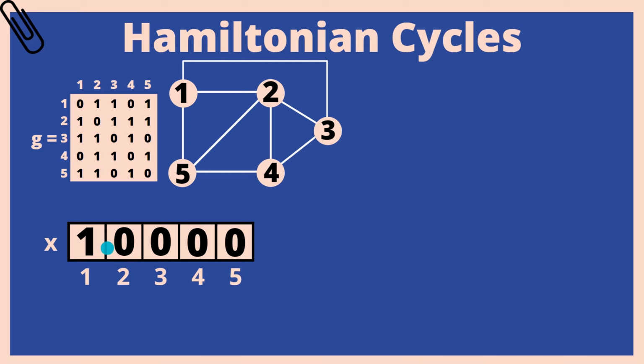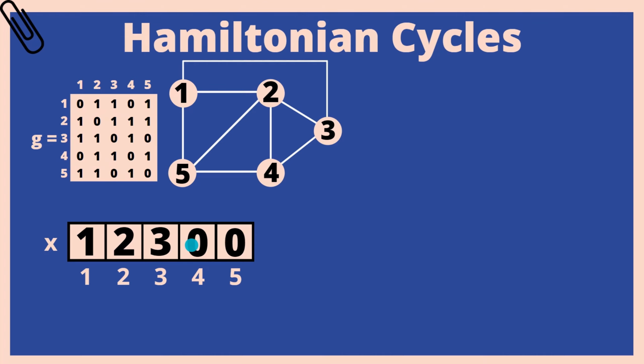For index 2, what can we take? Can we take 1? No, we can't take 1 as it's already present in the array. So we can consider 2 over here. Then we check whether there is an edge between 1 and 2. From 1 to 2, yes, there is an edge. Now we move further to the third index. Can we put 1? No, 1 can't be put there because it's a duplicate. 2? No, 2 is also already in the array. We can put 3 over here. Is there an edge between 2 and 3? Yes, there is an edge.